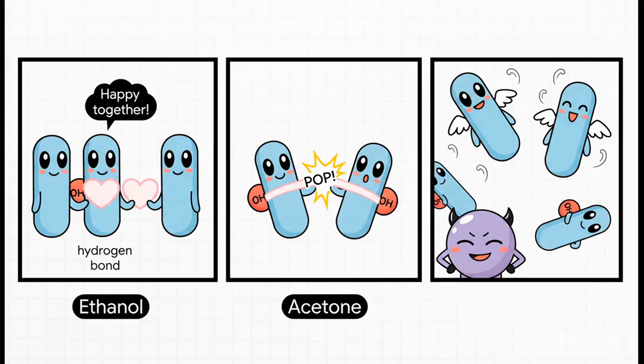A classic example of this is mixing ethanol and acetone. In pure ethanol, you have these really strong hydrogen bonds holding the molecules together. But when you introduce acetone, its molecules kind of get in the way. They wedge themselves between the ethanol molecules and disrupt those powerful bonds. The new interactions are weaker, and boom, you've got a classic case of positive deviation.